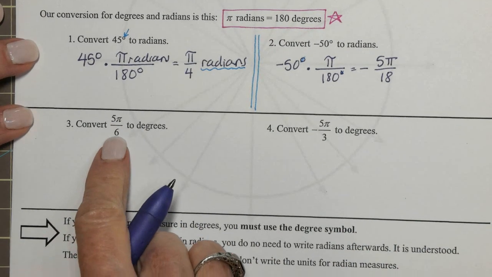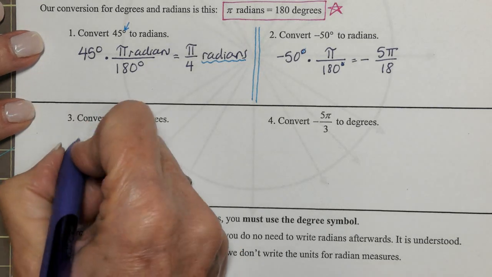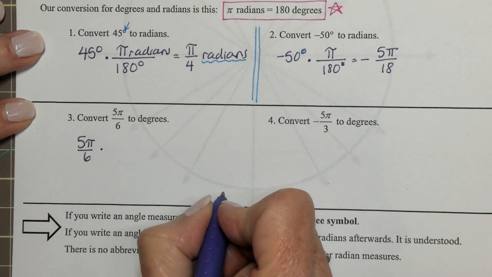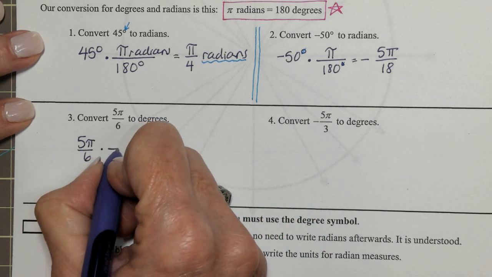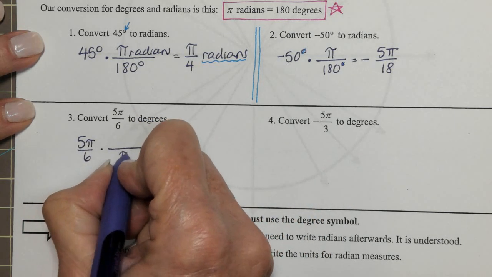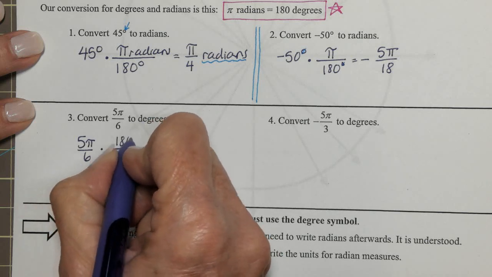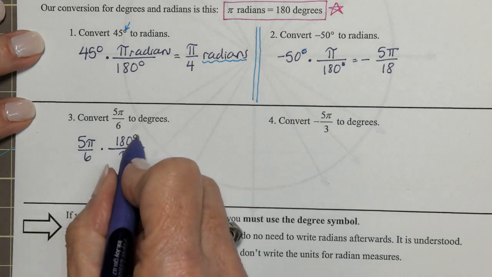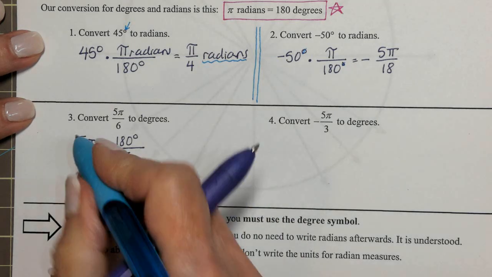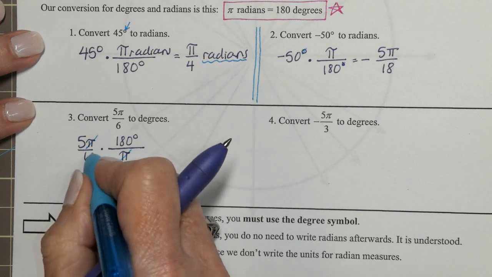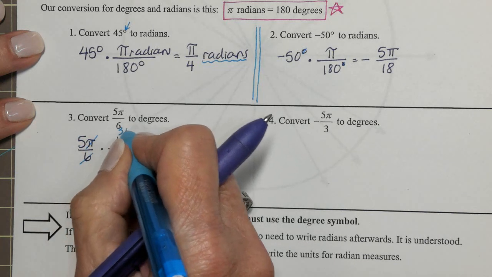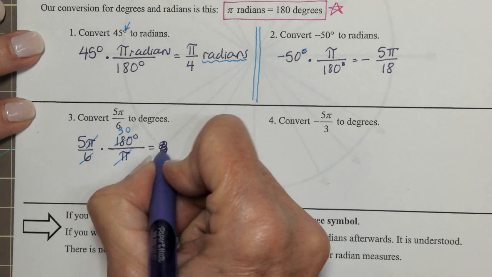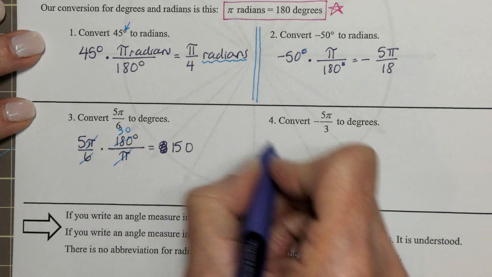Let's convert from radians to degrees. So 5 pi over 6, that's radians. So I need to divide by pi radians and multiply by 180 degrees. The radians will cancel. I'm left with degrees. Okay, these pi's cancel. 6 goes into 180 30 times. 5 times 30 is 150 degrees.